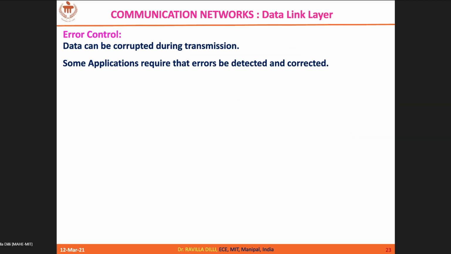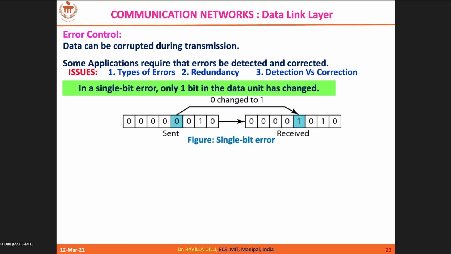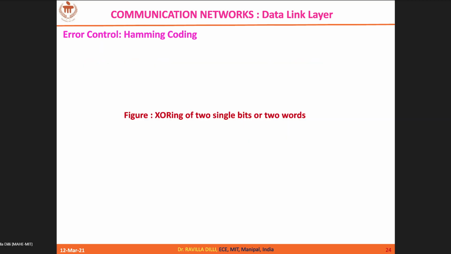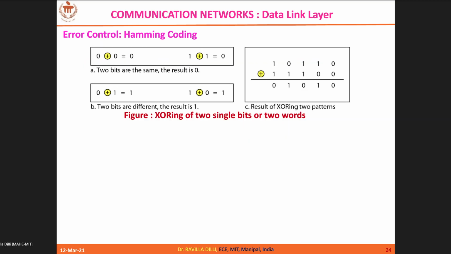The next function of the data link layer is error control. When I say error control, it talks about two things: error detection and correction. There may be chances that a particular bit is in error, or a group of bits can also be in error. You can see in these examples that in the first only a single bit error is there, and in the second figure there are multiple bit errors. Fine. So now coming to Hamming codes.